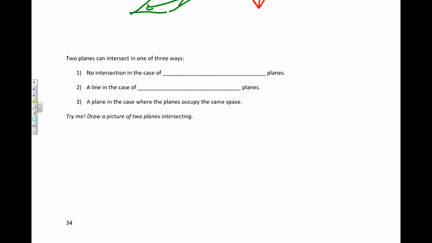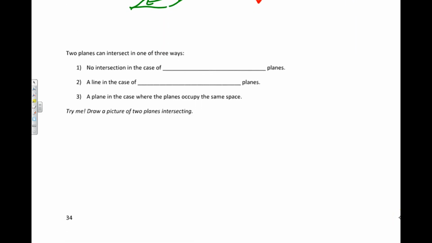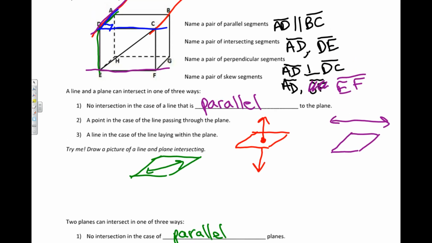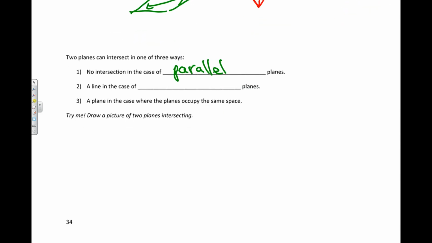And then finally, we're going to talk about the ways in which planes can intersect. Firstly, of course, you have the case of no intersection when you have parallel planes. Parallel planes. And in the case of, for example, up here, plane ABCD is parallel to plane EFGH because they are separate planes. They're never going to intersect, but they're parallel.